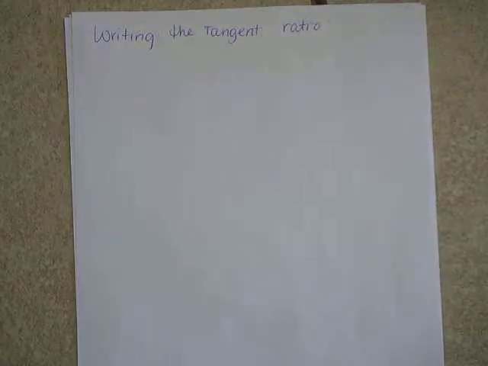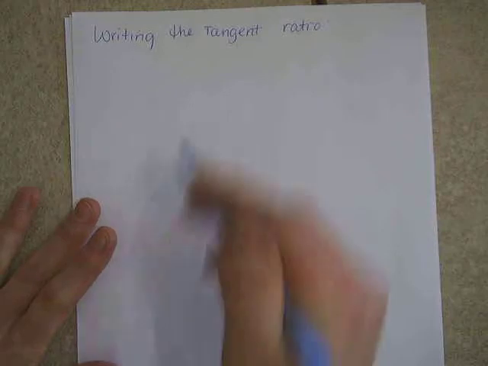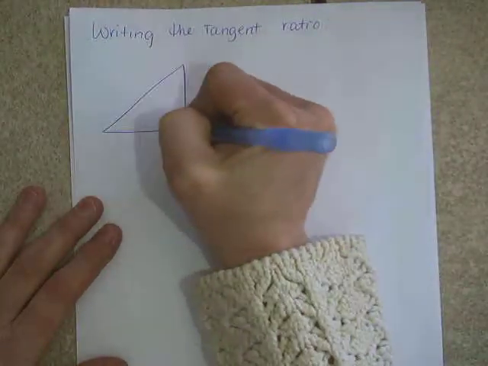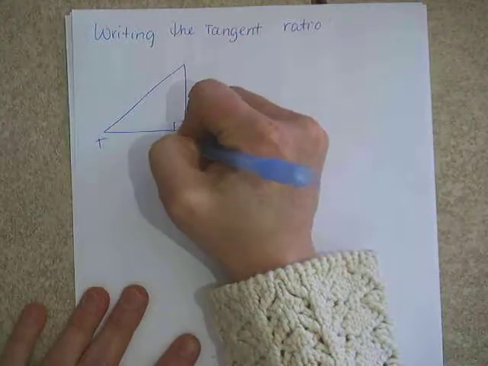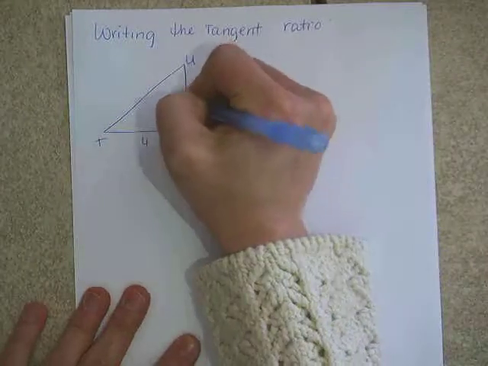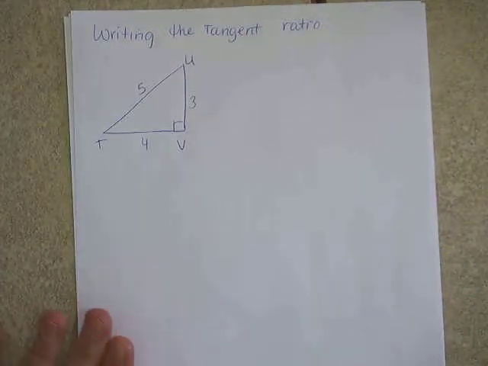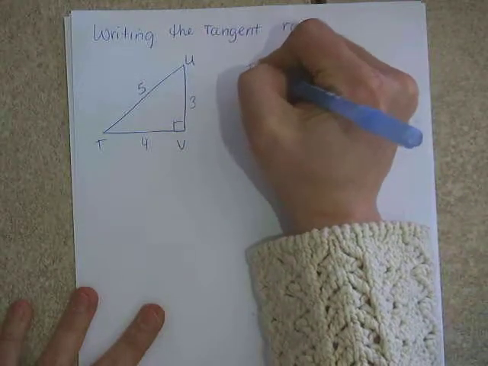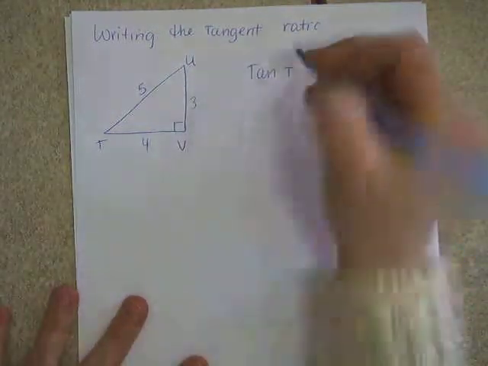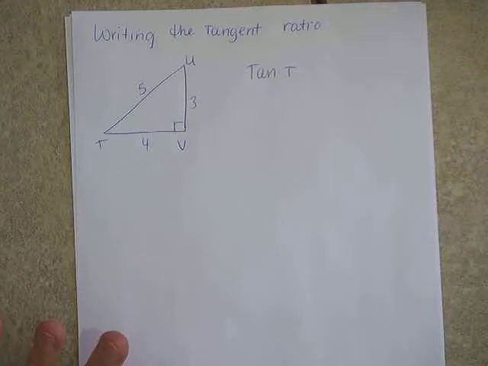We're going to be writing the tangent ratio from a diagram. So remember, with the ratios, you want to use the fraction form. They do need to be simplified, but all it is a ratio. If you're asked to write the ratio, then once you have it, you simplify it, you're done. So we are going to write the ratio for the tangent of t. So we're talking about angle t.